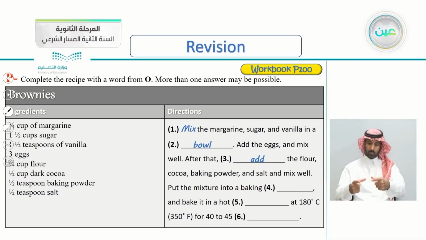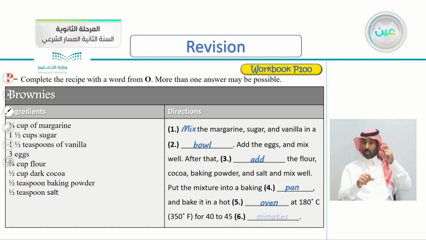A baking pan, and bake it in a hot, at 180 degrees Celsius or 350 degrees Fahrenheit. So in a hot what? Yes, in a hot oven. So we take the pan and we put it in a hot oven, 180 degrees Celsius, for 40 to 45 what? Hours? No, of course, 40 to 45 minutes. So bake it in a hot oven at 180 degrees Celsius or 350 Fahrenheit for 40 to 45 minutes.